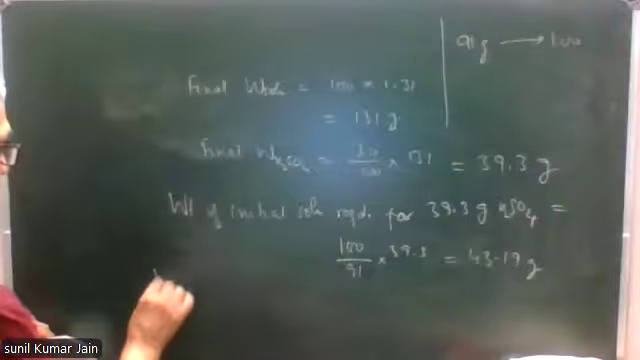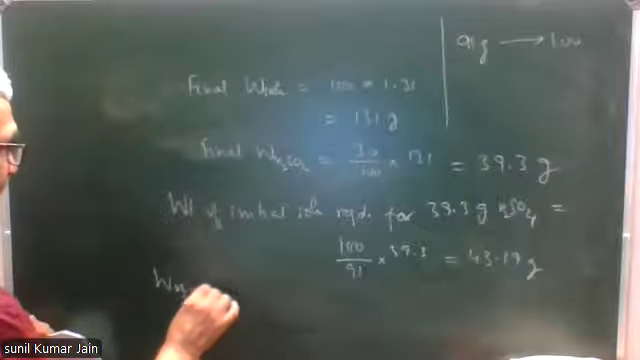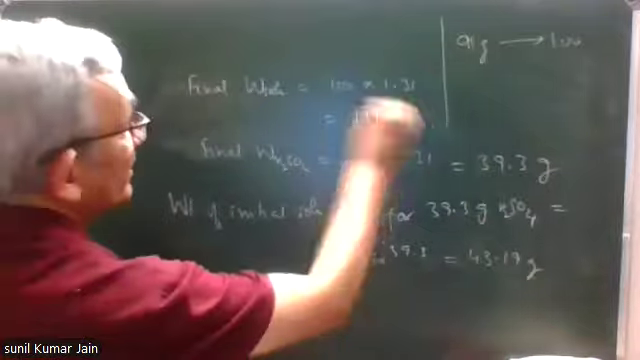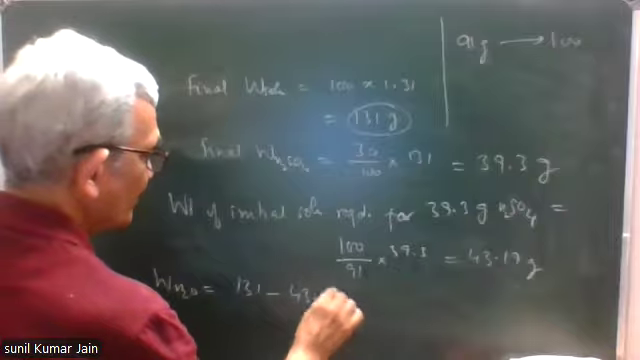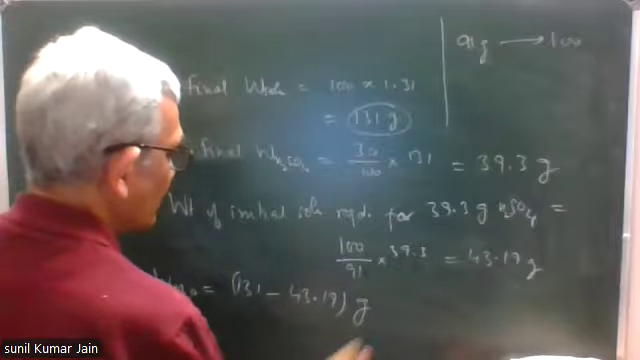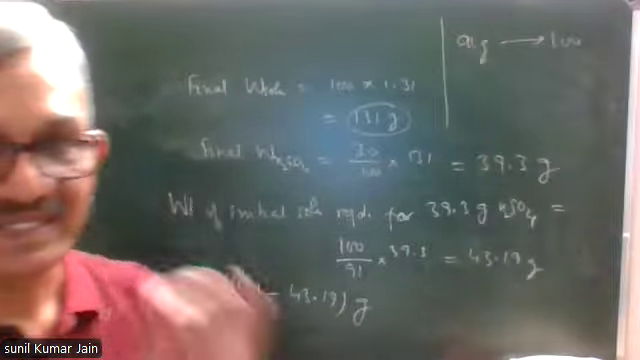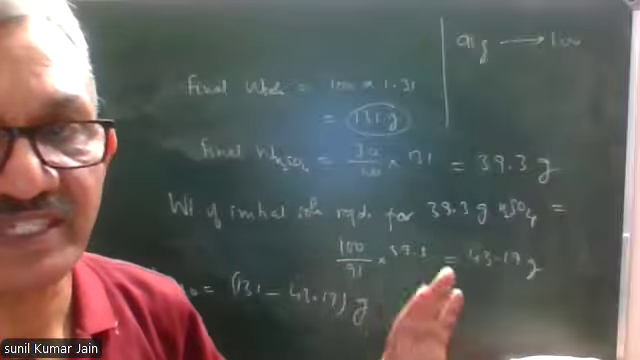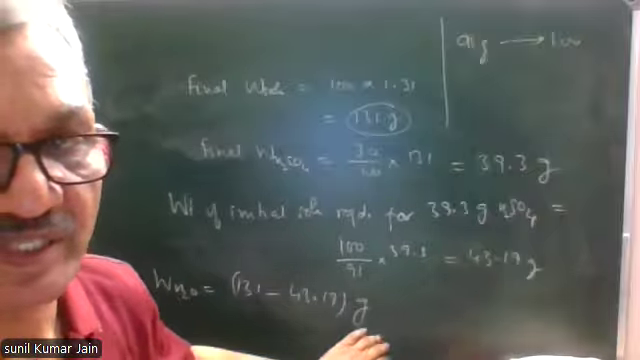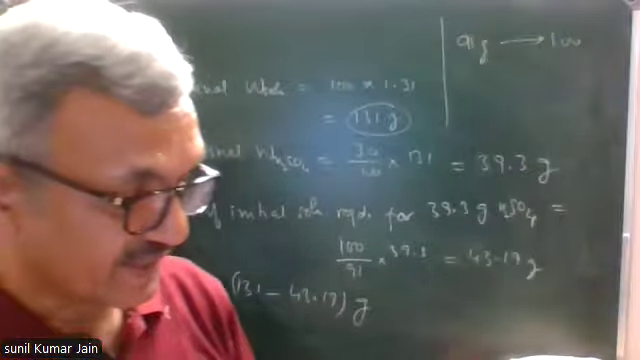gram. So weight of water to be added, 131 minus 43.19 gram. Answer is slightly different. So you can make the correction in the answer given. This will be the exact answer. 7th.